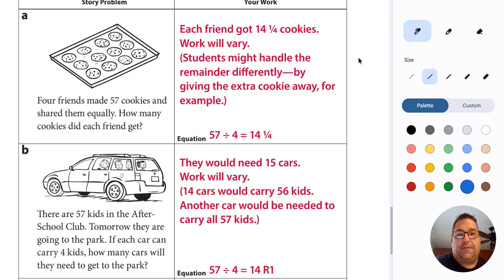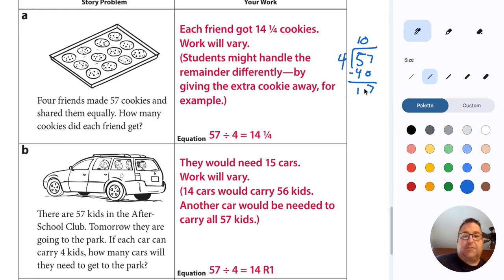So we got 57 cookies divided by 4 friends. Now the way we've introduced long division is we look to see how many times this number goes inside this number, right? And we start with 10 if you can. What's 4 times 10? 40. We have at least 40 cookies, so we can do 10 groups of 4. 10 times 4 is 40, so we'll take those 40 cookies away. What do we got left? 17. Cool.